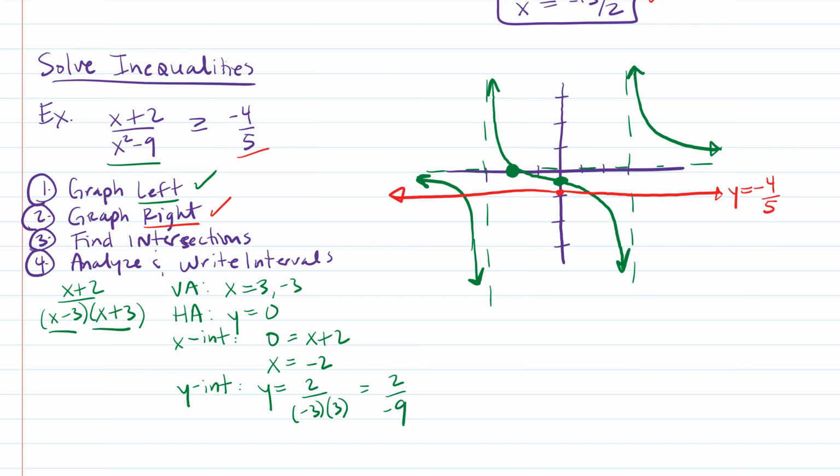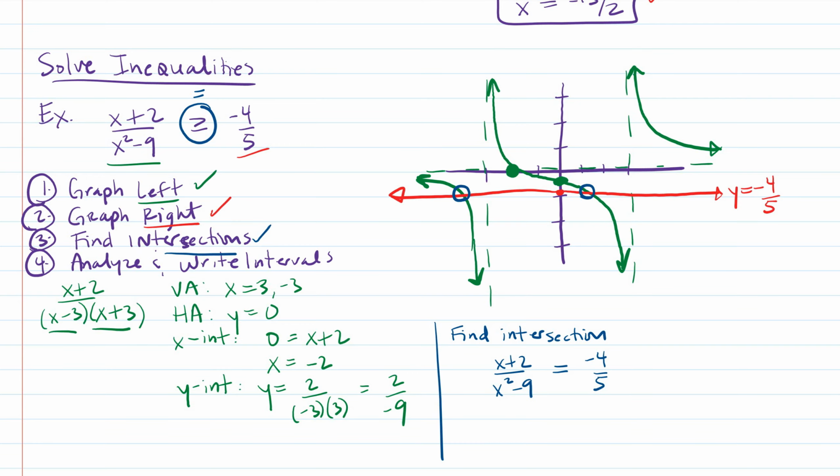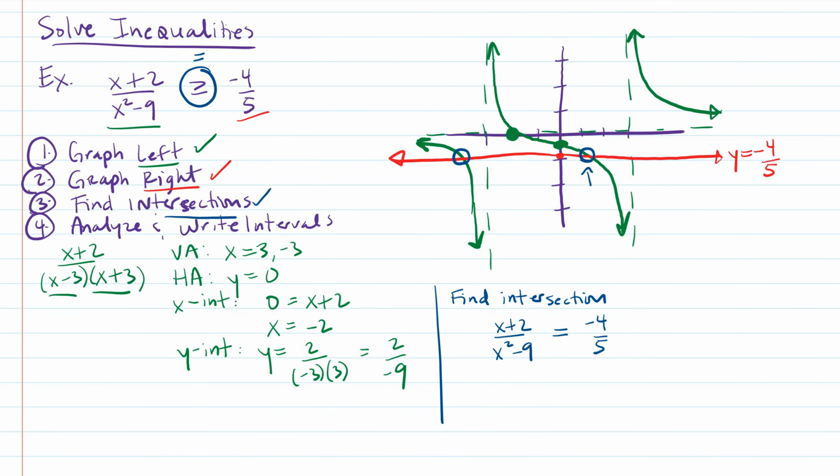Okay, next thing we need to do is find some intersections. So we have an intersection here, here, and that's it, just those two. To find the intersections, we need to go ahead and solve the original inequality, but change your inequality sign to an equal sign and solve for x. So we'll say x plus 2 over x squared minus 9 is equal to negative 4/5. And again, this is going to tell us the actual x coordinates of these intersection points right here.